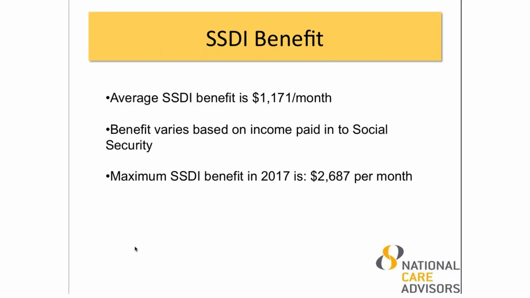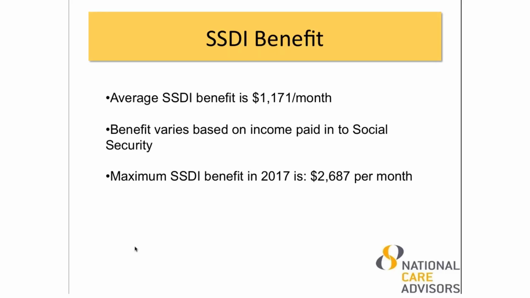So the average SSDI, Social Security Disability benefit, is somewhere in the ballpark of $1,171 a month, but it varies widely based on the income paid into Social Security. The maximum SSDI benefit in 2017 is $2,687 per month. So that gives you a little ballpark about where most Social Security disability benefits come in. The $2,687 a month would be for a very high wage earner.